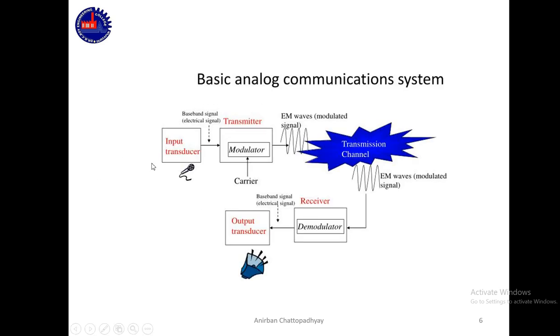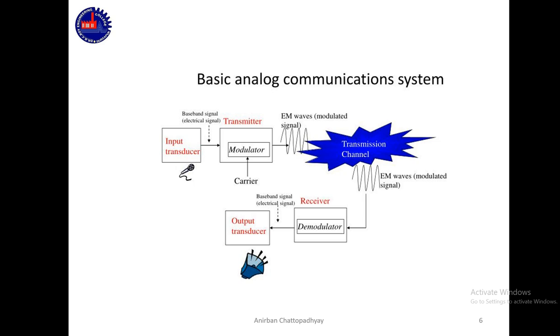The message signal goes to the input transducer, where the signal is converted from its raw nature to electrical nature. That means our signal becomes an electrical signal. Still it is a low frequency, low energy signal. Then it goes to the modulator, where the signal is modulated, and the output of the modulator, that is the modulated wave, is a high frequency, high energy signal. This signal goes to the channel. That channel may be a wired channel or a wireless channel, and when it passes through the channel, additive noise always tries to interfere with our original signal.